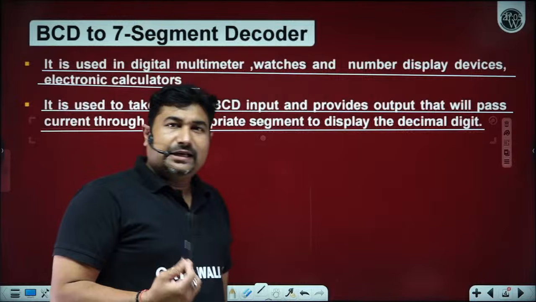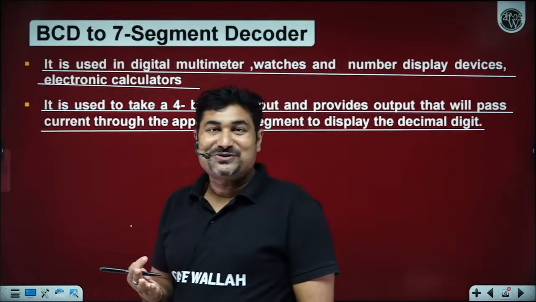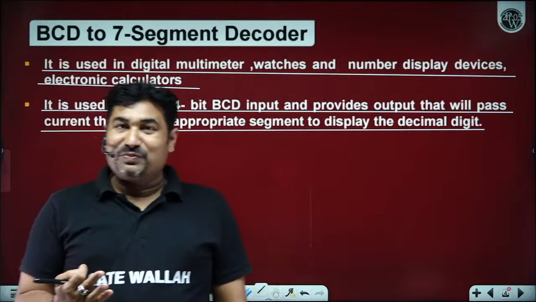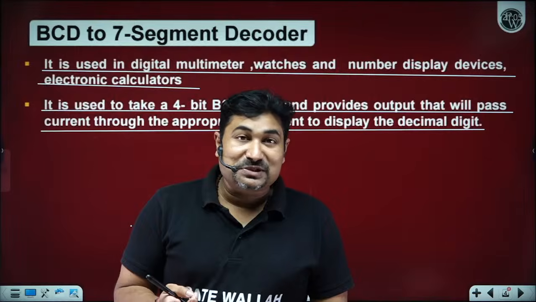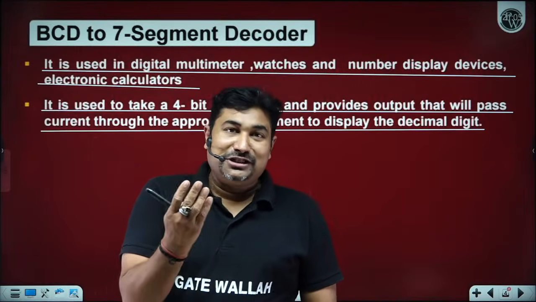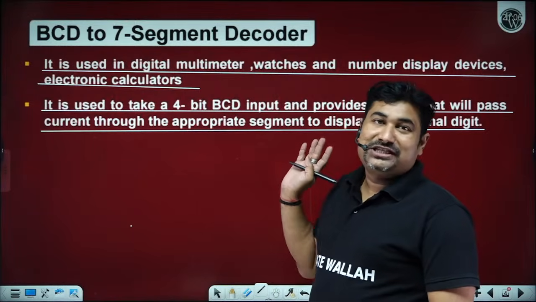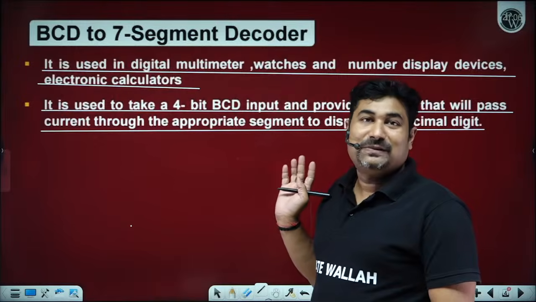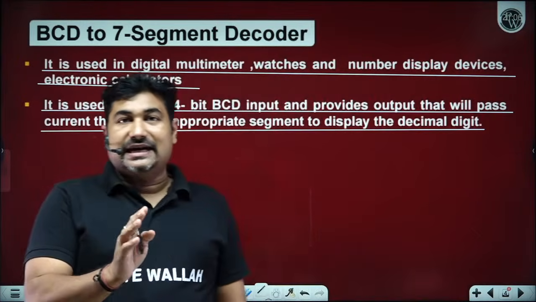So to design any combinational circuit, we always follow 4 steps. First step is to identify the inputs and outputs. Next step is to construct the truth table. Then write the logical expression and minimize it, and then implement the logic circuit. So again, these 4 steps are going to be taken care of in this BCD to 7 segment decoder as well. So first of all, we need to understand the inputs, outputs and their relationship.